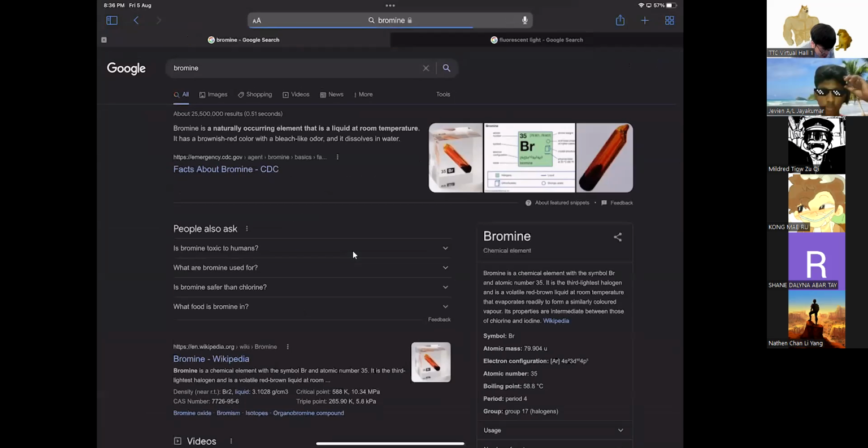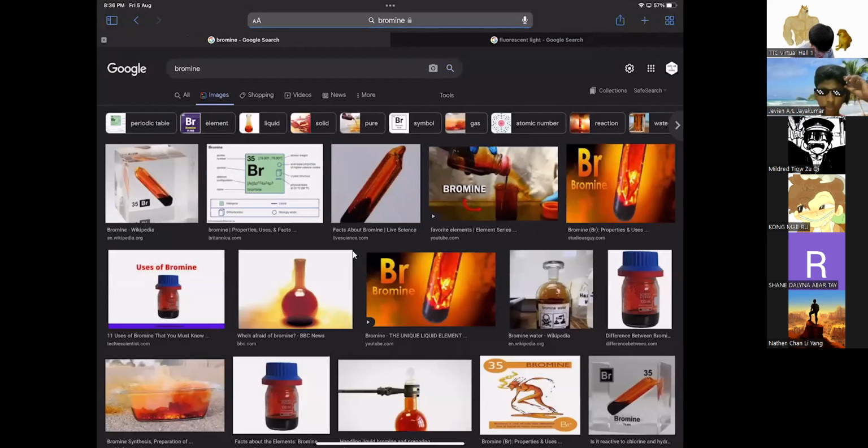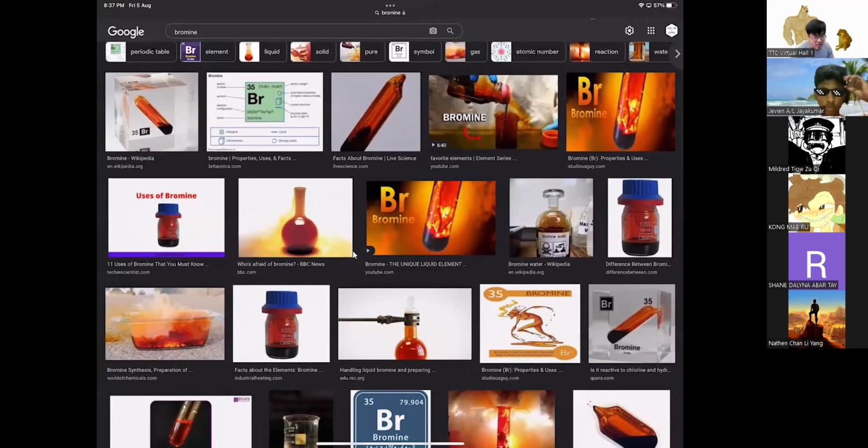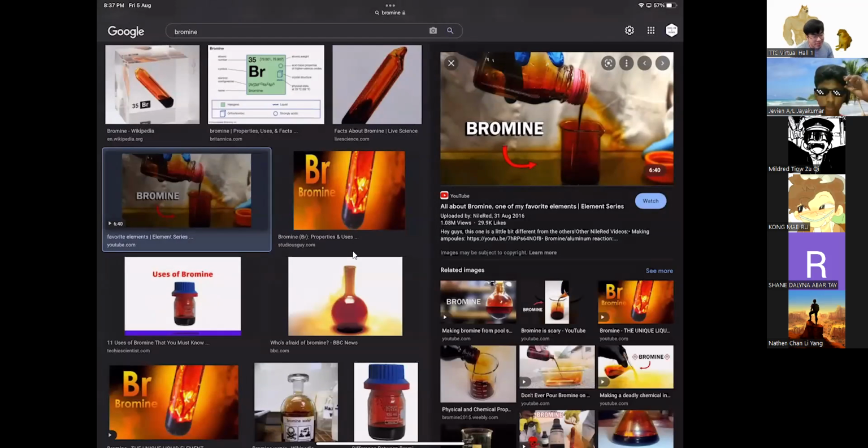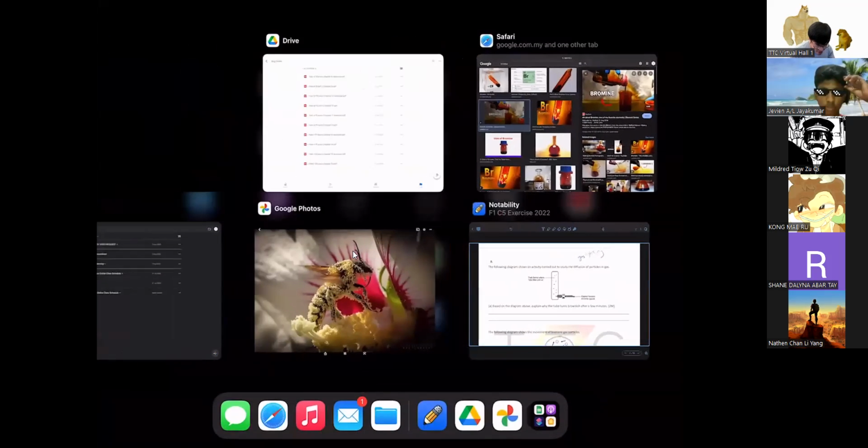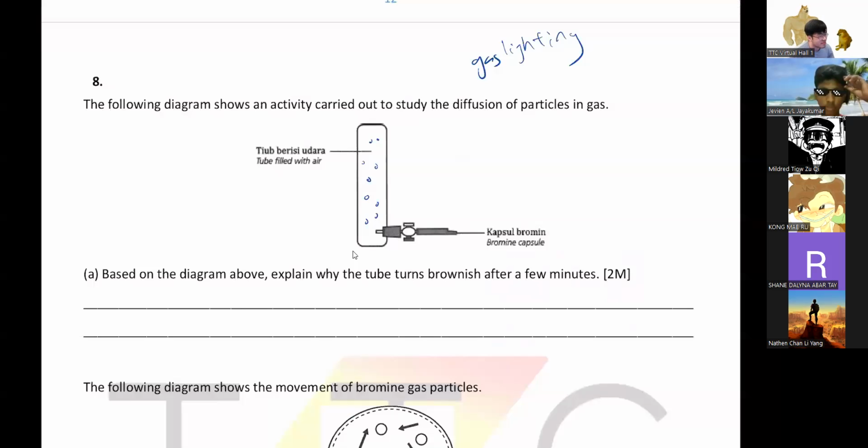We don't really play with this, guys. We don't do this experiment because bromine gas is kind of toxic. I bet even your teacher will be very scared of it. Sorry? Is it explosive? No, it's not explosive, but this is the cousin of chlorine.